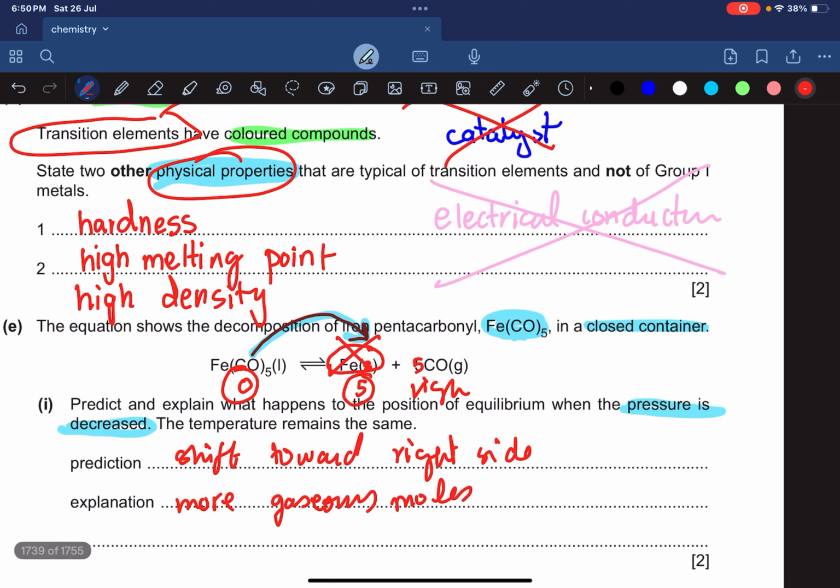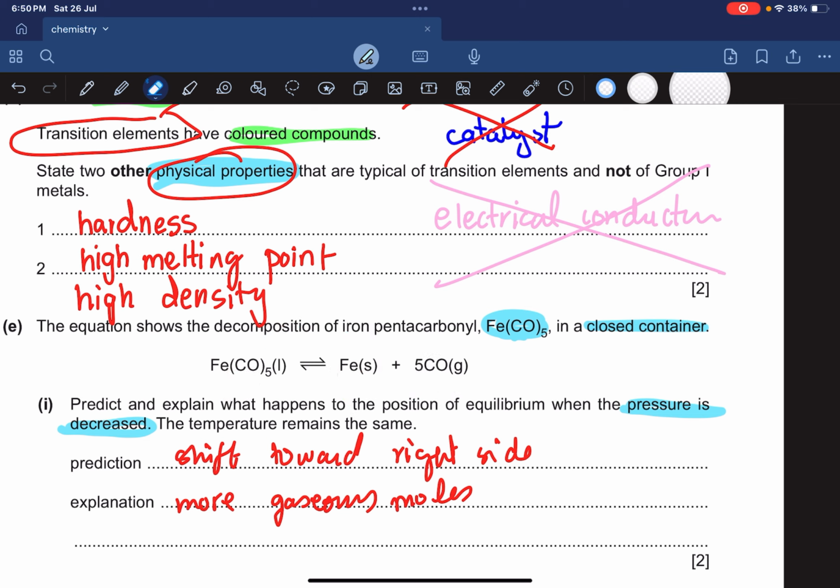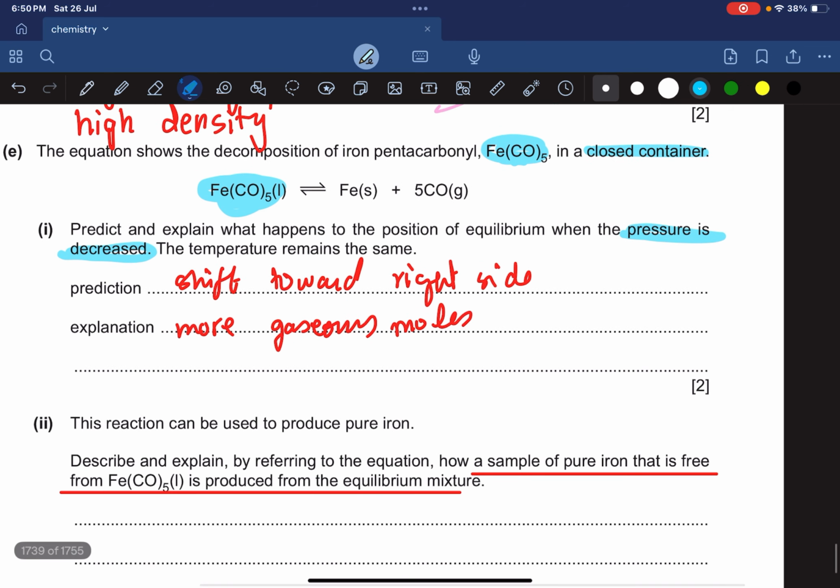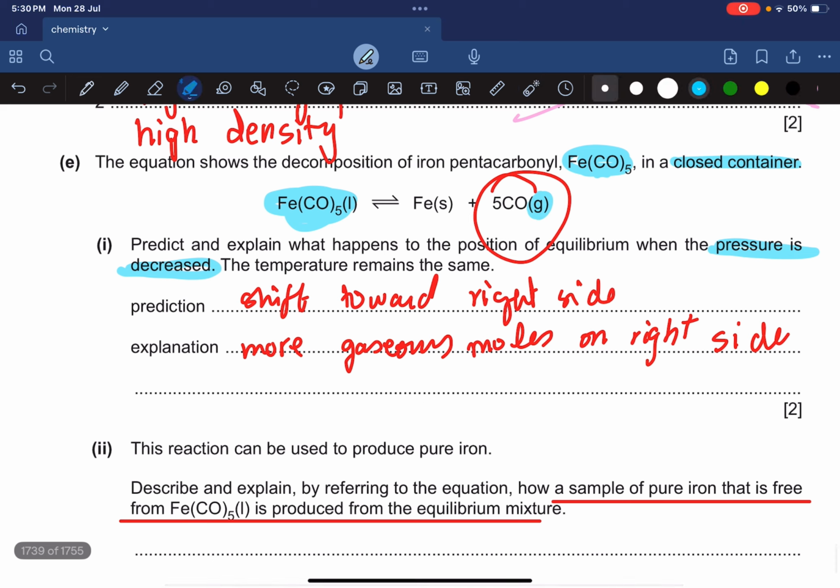Okay, you have this equilibrium mixture and you have to produce a pure sample that is free from this thing. The main distraction over here is Fe(CO)5. Okay, look over here. What's going to happen is that if you somehow open the container, all the gas is going to escape out. And the focus over here is that we have to refer to the equation. Okay, we have to include the equation. We have to look at the equation. That's a very big hint.